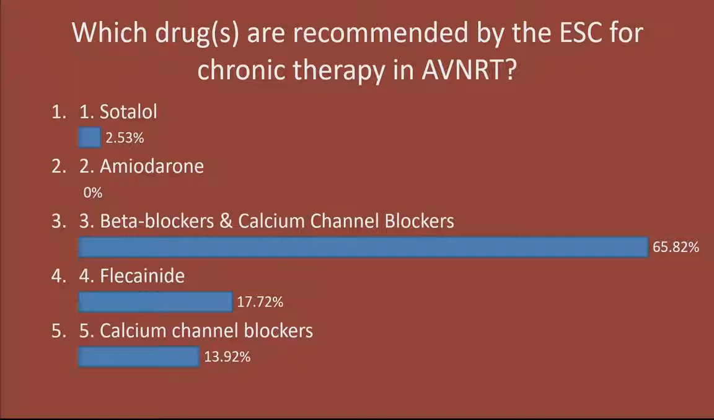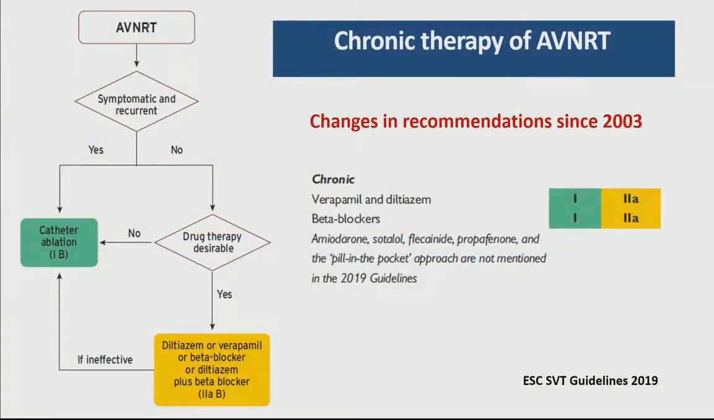Beta blockers and calcium channel blockers, absolutely. But there are still some that are thinking about flecainide and a small proportion thinking about sotalol. So, in terms of the guidelines, the ESC guidelines last were 2003, only updated last year, so a big gap. This is an area where there's not lots of big randomized control trials. There are smaller studies. But there are some recommendation changes, so I think we should highlight those.